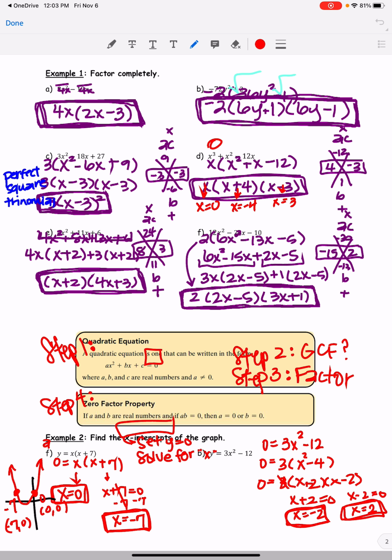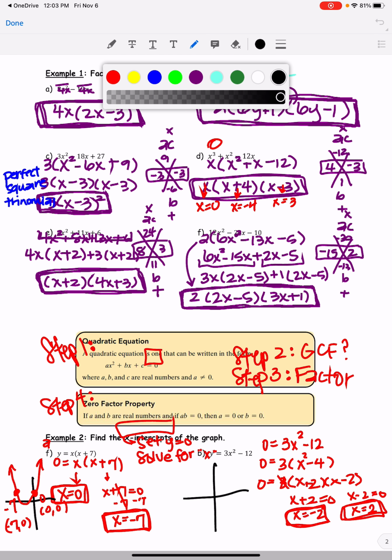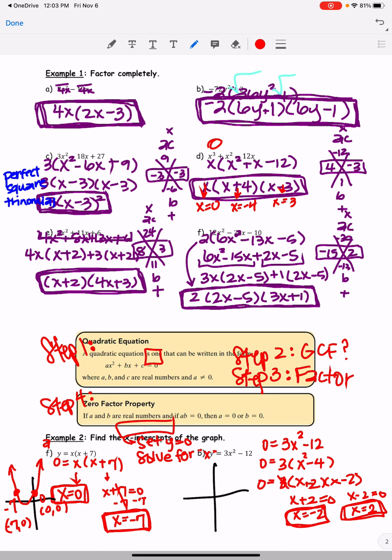So again, what does that graph look like? We've got a parabola that crosses right here at negative 2 and crosses right here at 2. All right, so that's all I've got on factoring.